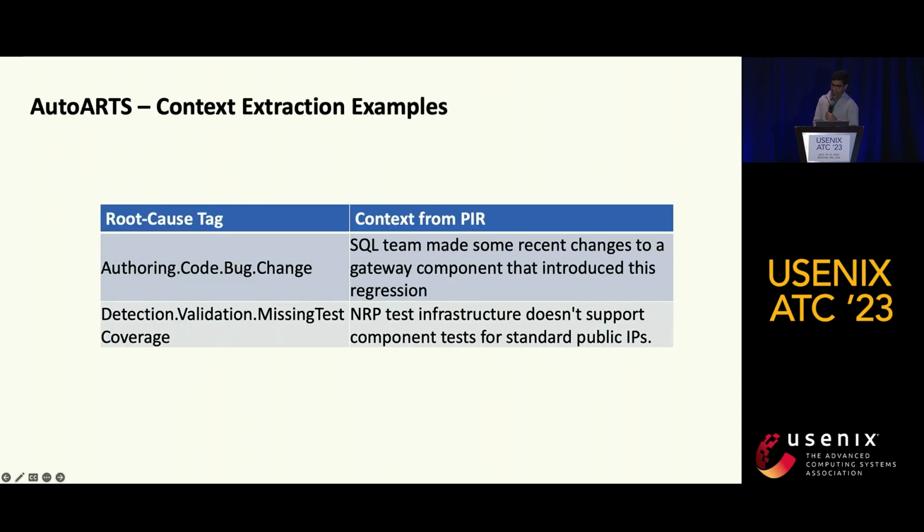The second task in AutoARTS is context extraction from a postmortem report. Context from a lengthy report is just a snippet of few sentences to justify the root cause tags assigned to that report. The first example shows how a buggy code change resulted in an incident and its corresponding tag from ARTS taxonomy. The second shows how missing test cases caused an incident and its corresponding tags from the taxonomy.